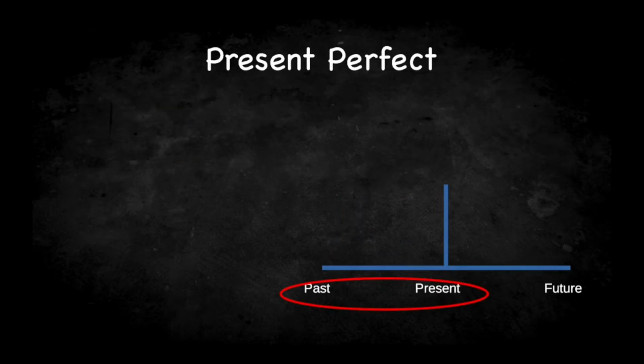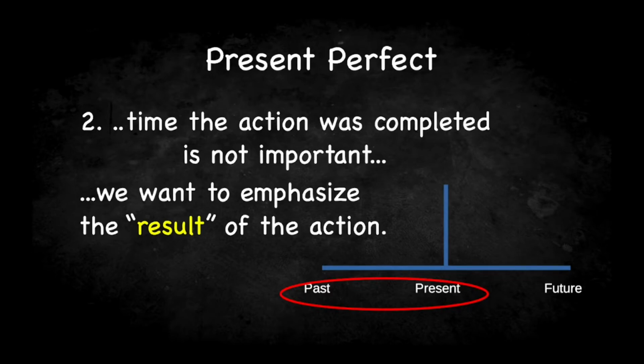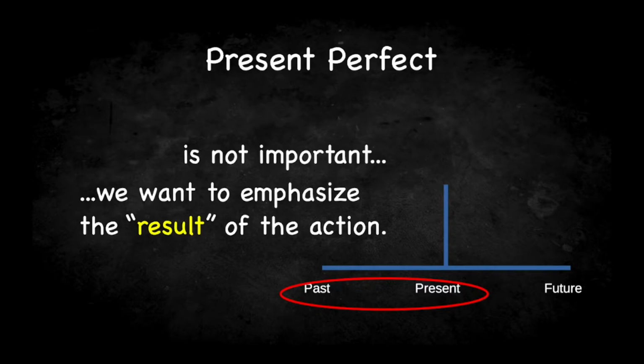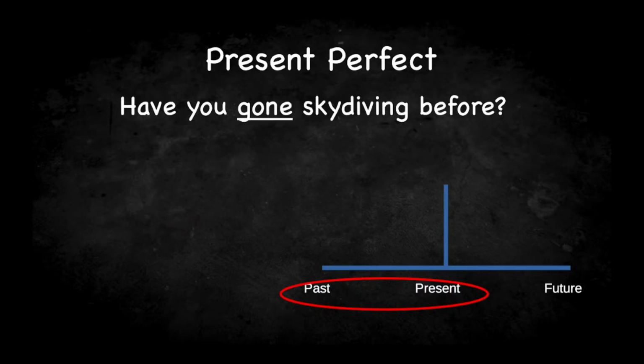The present perfect tense is also used when the time the action was completed is not important. We use it when we want to emphasize the result of the action. Okay, so let's take a look at this dialogue.